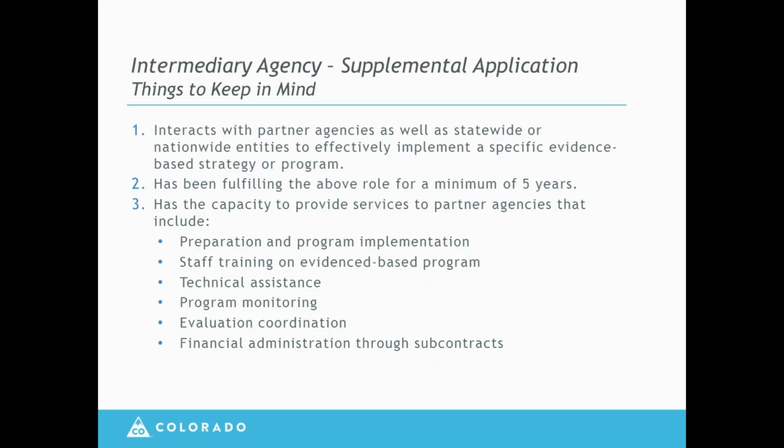So it will be one lead agency, and there could be many partner agencies, and this is where the lead agency will be supporting the partner agency in all of the things listed in number 3, which includes their preparation and program implementation, training, technical assistance, the program monitoring, coordinating the evaluations, and the financial administration as well. For these organizations, they need to have a minimum of 5 years of experience together.